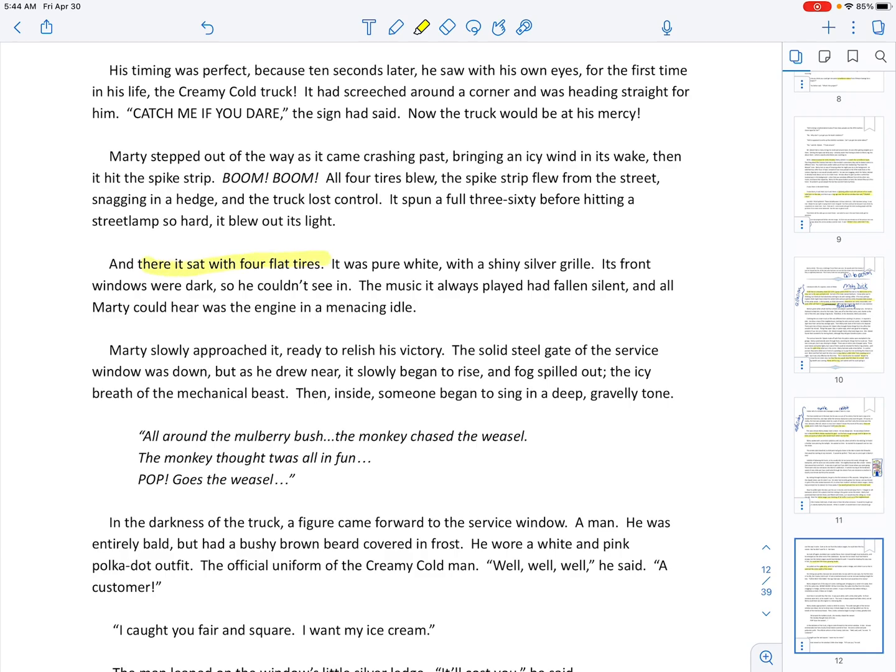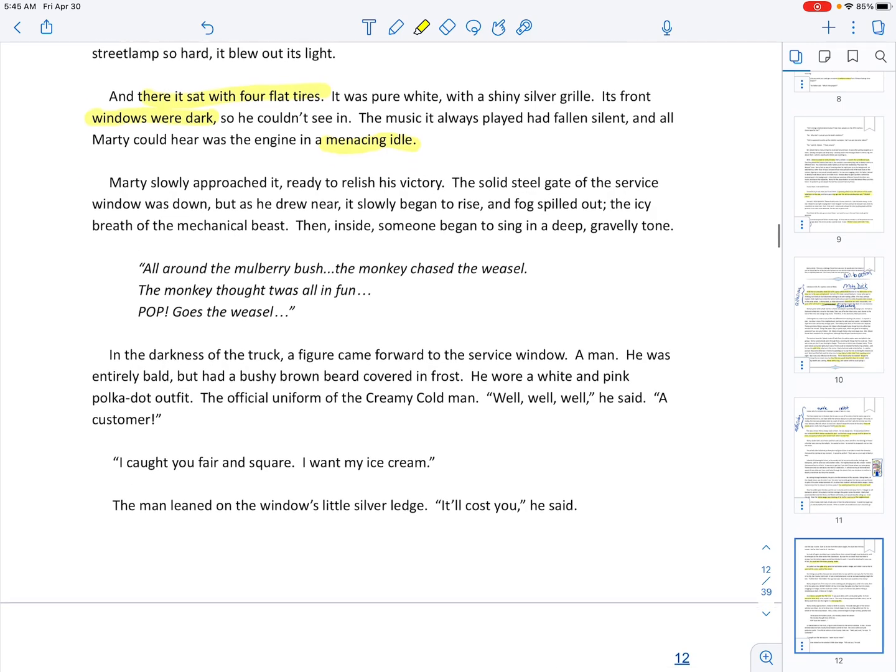And there it sat with 4 flat tires. It was pure white with a shiny silver grille. Its front windows were dark, so he couldn't see in. The music it always played had fallen silent, and all Marty could hear was the engine in a menacing idle. Menacing means that it's sinister, it's evil. So this doesn't sound like a good truck for Marty to be messing with.